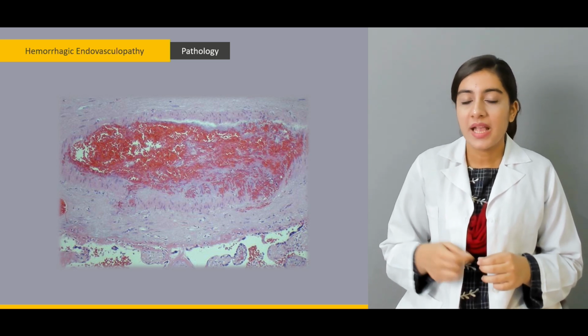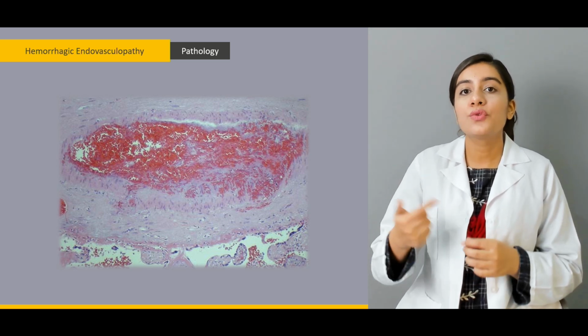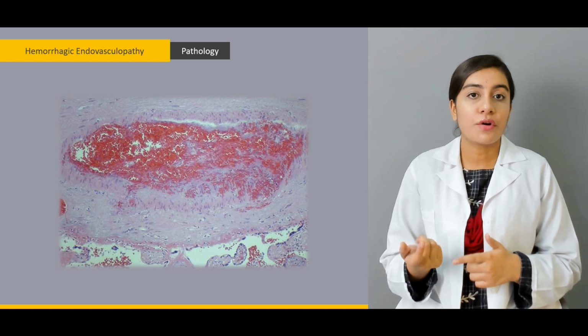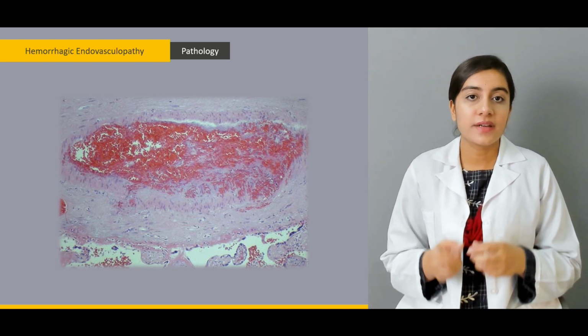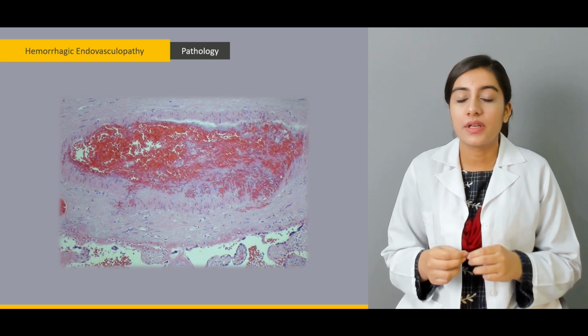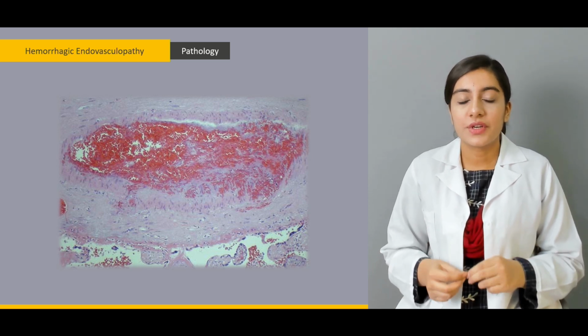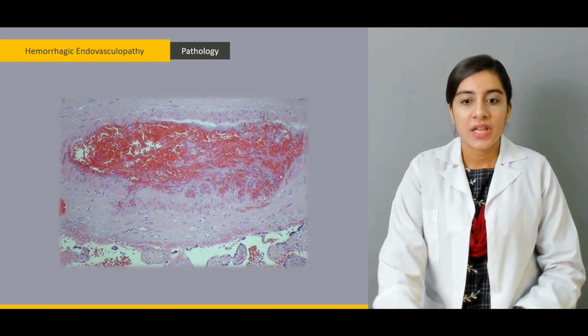The second thing is the fetal red blood cells and the ischemia that is moving from the lumen and is extending into the villous stroma of the placenta. These are the important points that have to be noted in the pathology of the hemorrhagic endovasculopathy.